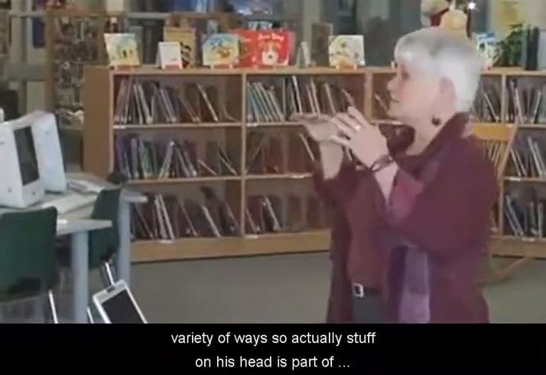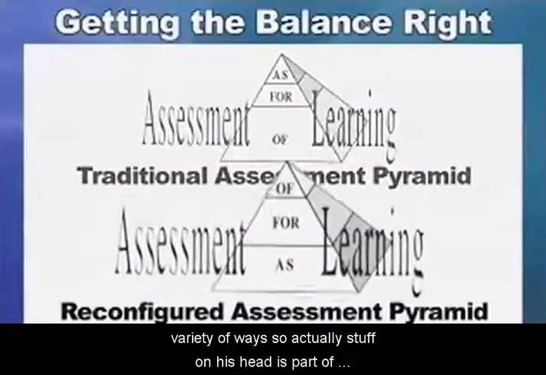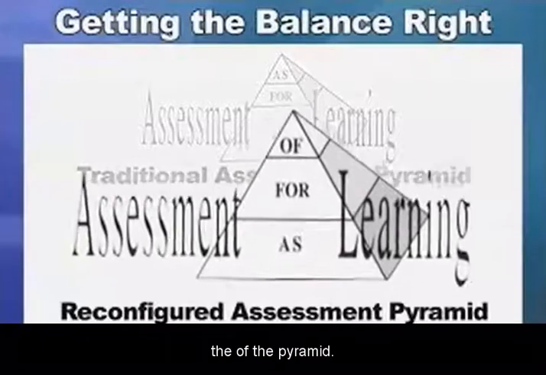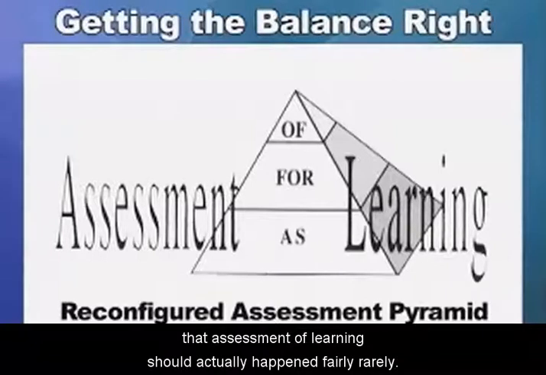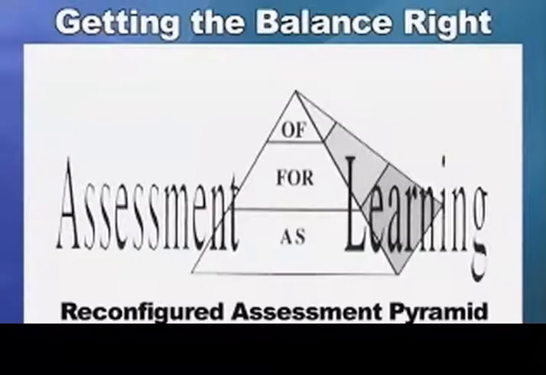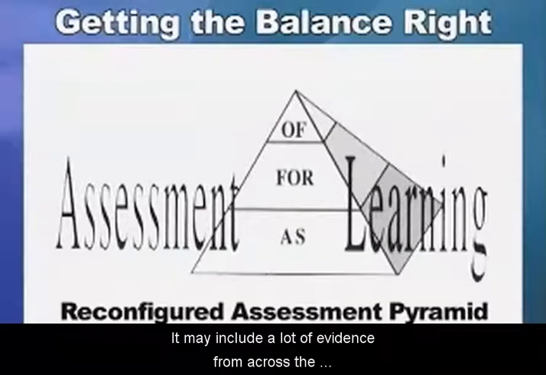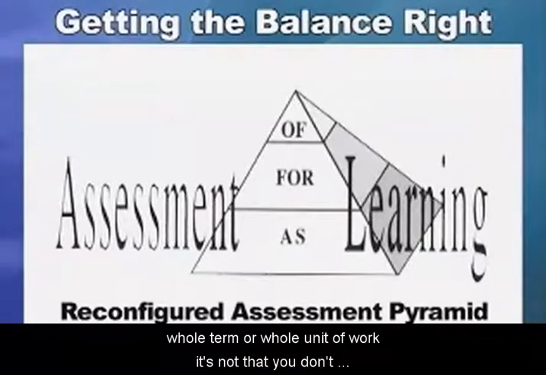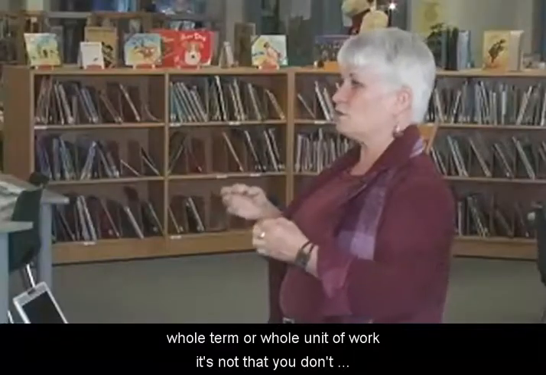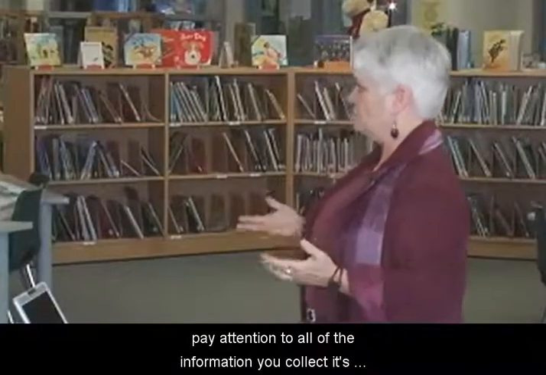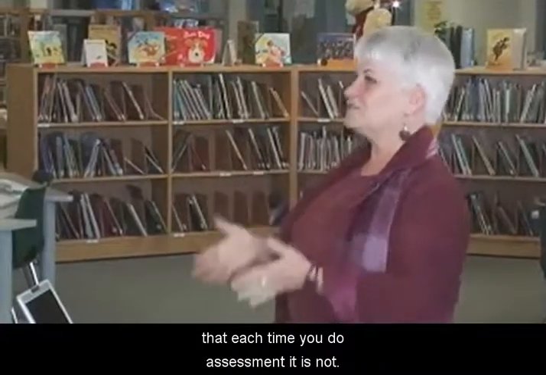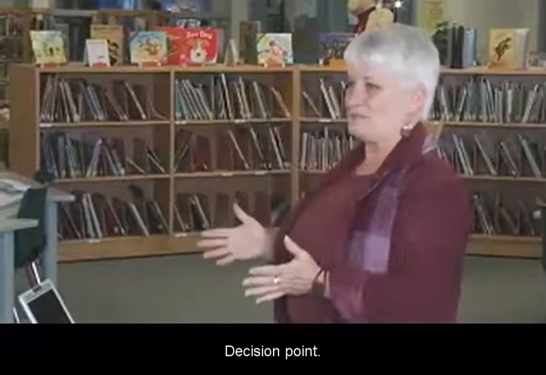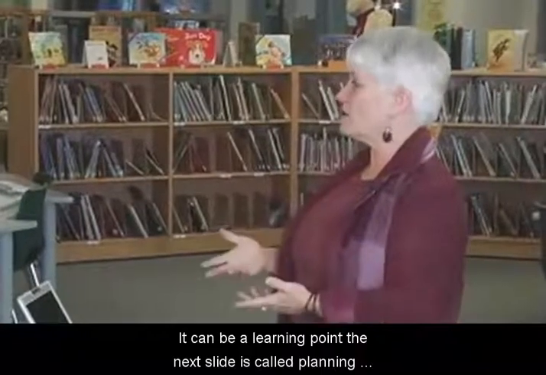So I'd like to think that the balance should actually flip on its head, that assessment as learning should be the biggest part of the pyramid, that assessment for learning should sit on top of that, and that assessment of learning should happen fairly rarely. It may include a lot of evidence from across a whole term or a whole unit of work. It's not that you don't pay attention to all of the information you collect. It's that each time you do assessment, it is not a decision point. It can be a learning point.